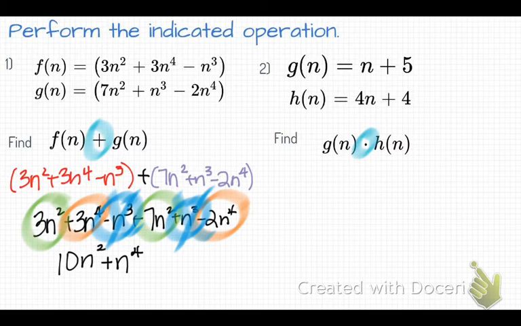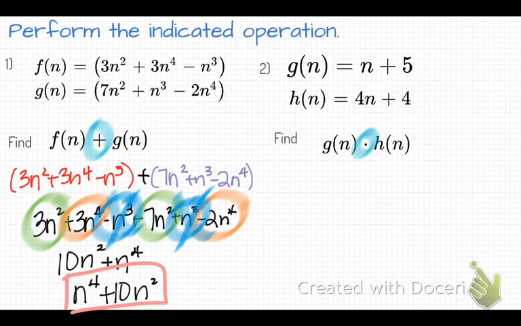Now, the last thing I want you to do is we're going to write our polynomial in order from highest degree to lowest degree. So n to the 4th is greater, because that exponent is higher, plus 10n squared, and that's how I would look for your answer, okay? Does that make sense? Okay.